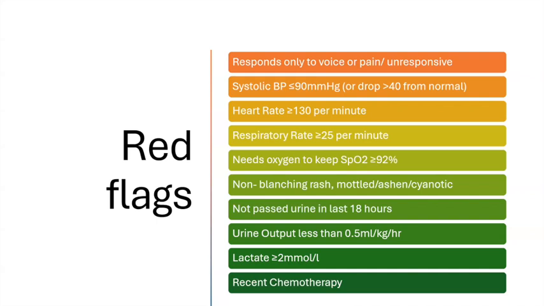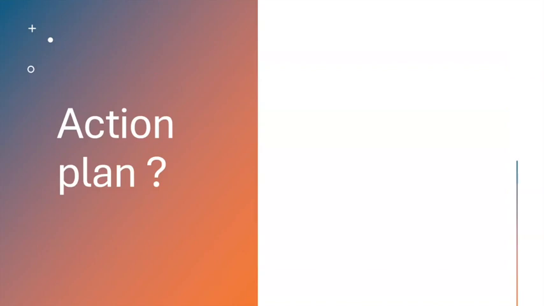The next red flag is heart rate above 130, respiratory rate above 25, and oxygen saturation: needing oxygen to keep the saturation above 92. Maybe non-blanching rashes, mottled skin, the patient looks cyanotic, has not passed urine for the last 18 hours, urine output less than 0.5 ml per kg per hour, lactate above 2, or recent chemotherapy. If some red flag is present, what should you do? What is the action plan?